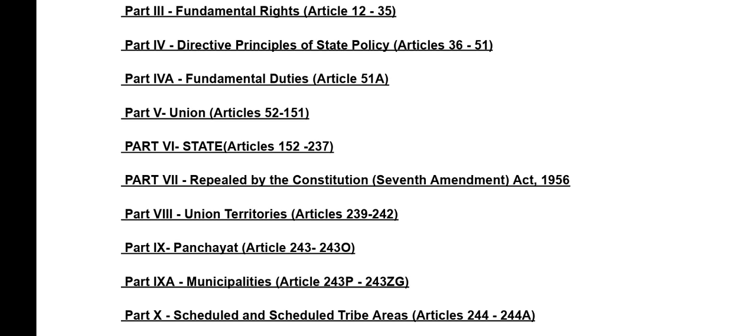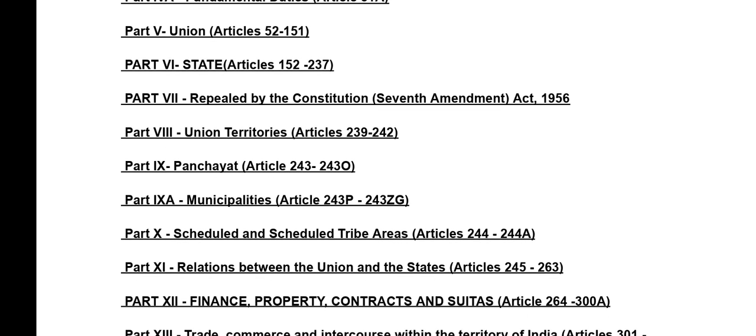Part 6, State. Articles 152 to 237. Part 7, repealed by the Constitution 7th Amendment Act 1956. Part 8, Union Territories. Articles 239 to 242.